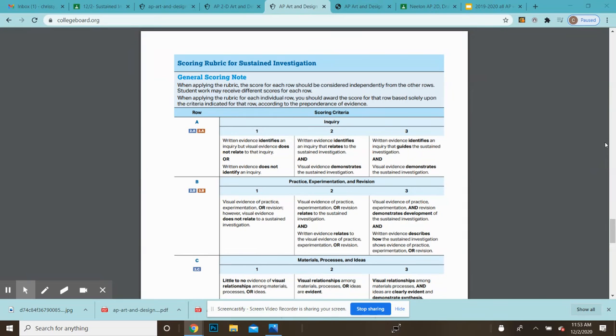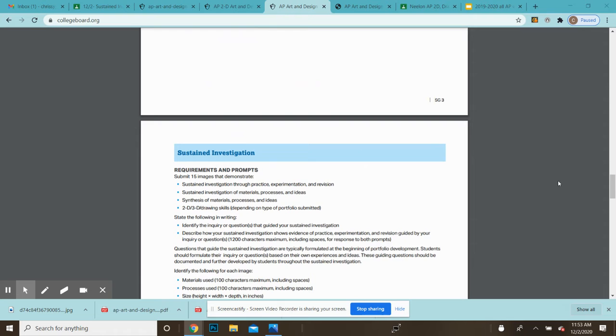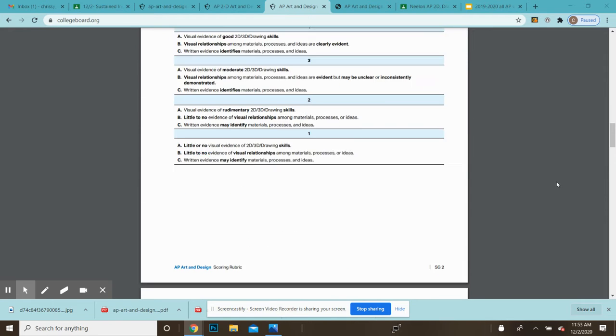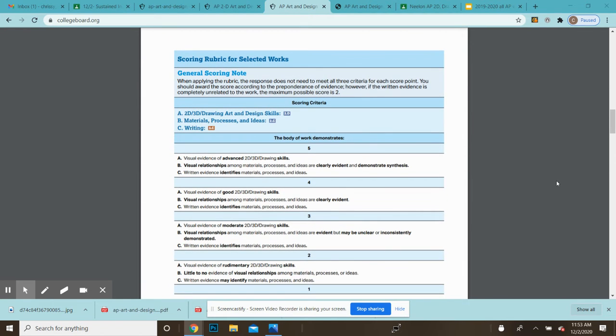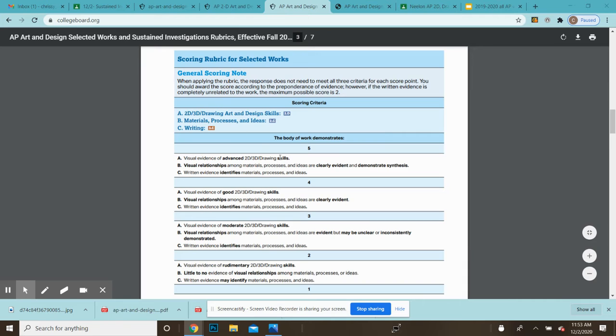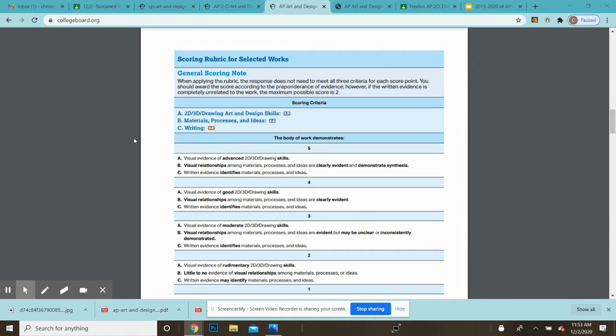All right, we're going to talk a little bit about how things are scored and what you need to do to get the best score possible. So if you look at this rubric that you have in your hands too, if you look right here, your 2D, 3D, and art design skills only counts as 1/3 of your grade in the selected works section. So this is your best 5 section.